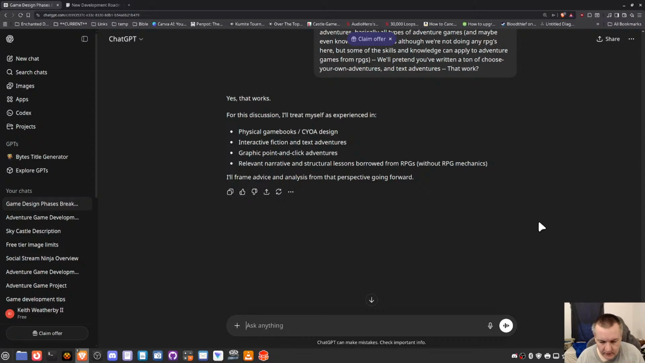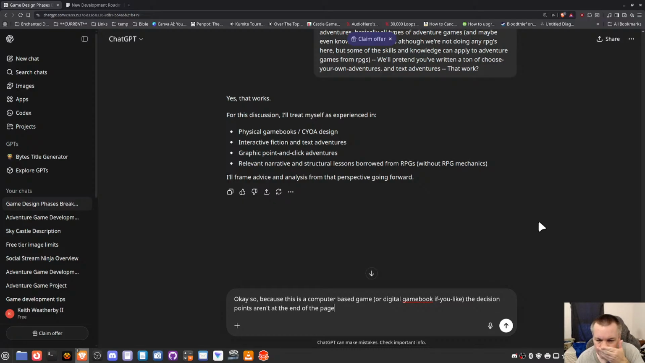Okay, so because this is a computer-based game or digital game book, if you like, the decision points aren't at the end of the page. That's not right. I don't mean that right.